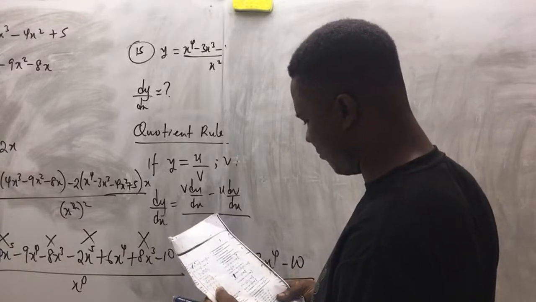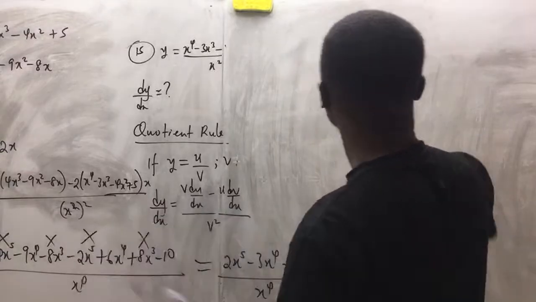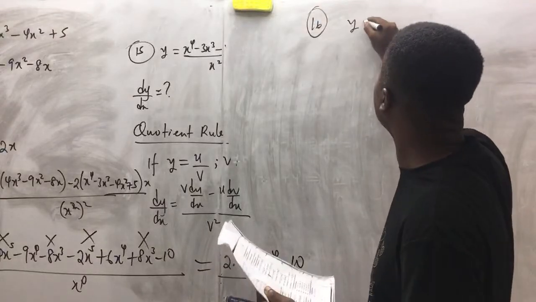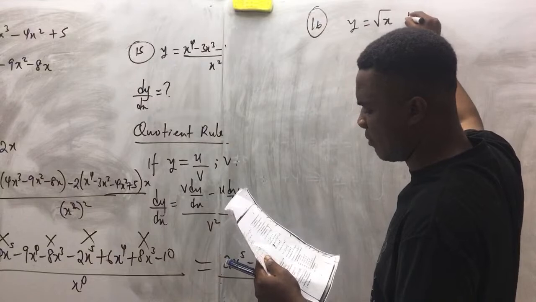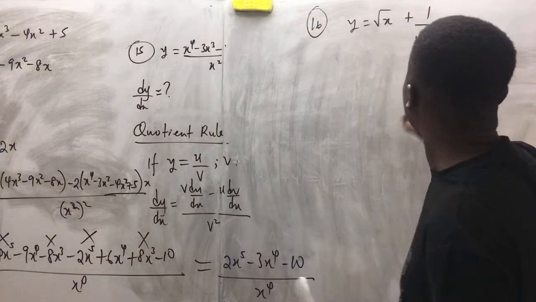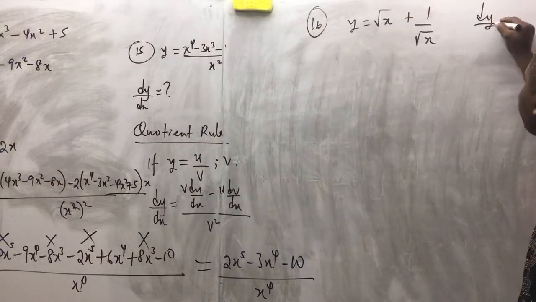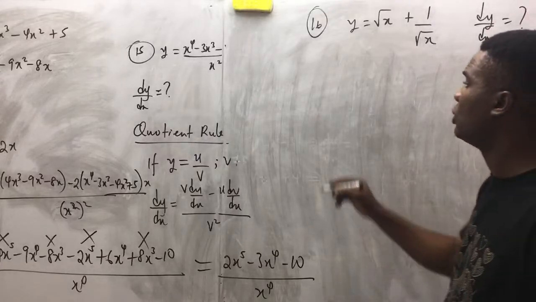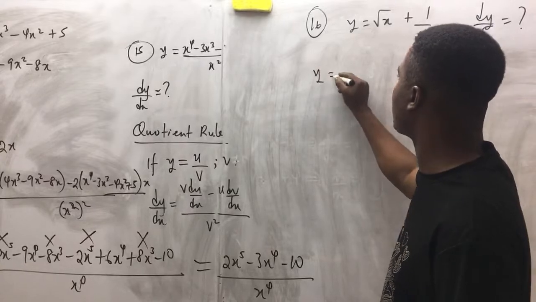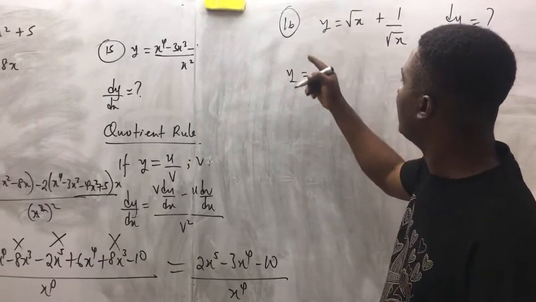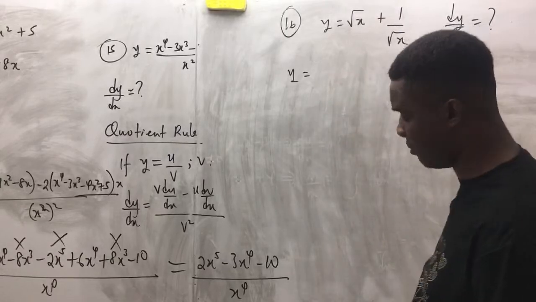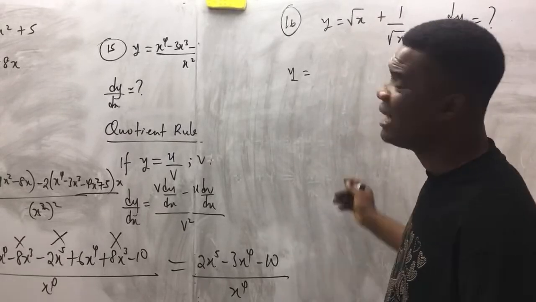Let's see problem 16. So for problem 16, we have y equals square root of x plus 1 over square root of x, and we are asked to find the dy/dx. So how do you find the dy/dx in this case? Please take notes. You could start with simplifying the function. In this case, you could differentiate term by term, or you just start with simplifying the function.